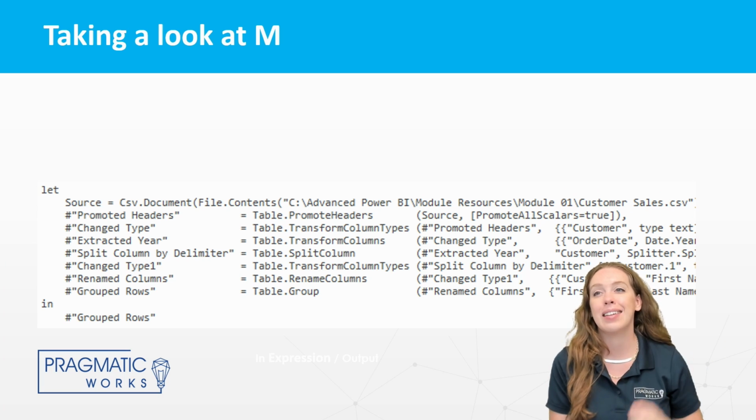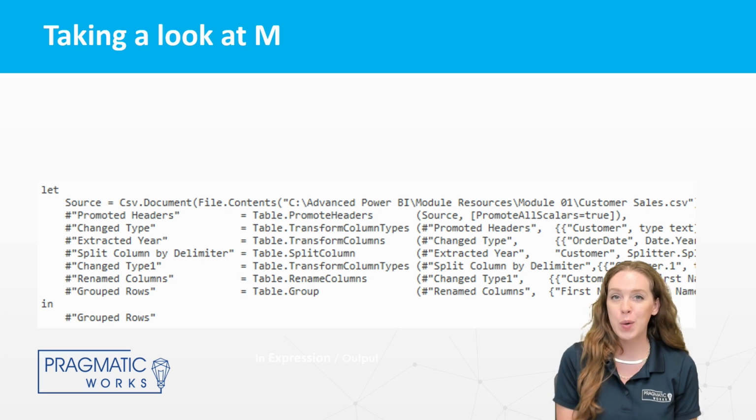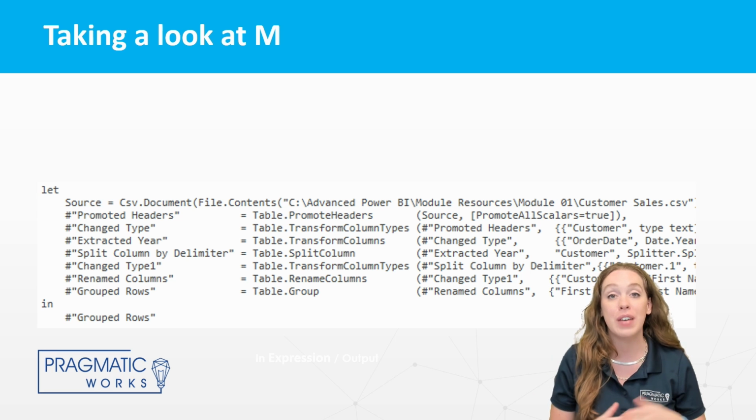So let's take a look first at the structure of M so we can know a little bit of what we're looking at when we get into Power Query. And of course, we are going to check out our file in Power Query in Power BI and also Power Query in Excel. So this is a lovely example of M query code that you can expect to see. Now this code comes from the advanced editor.